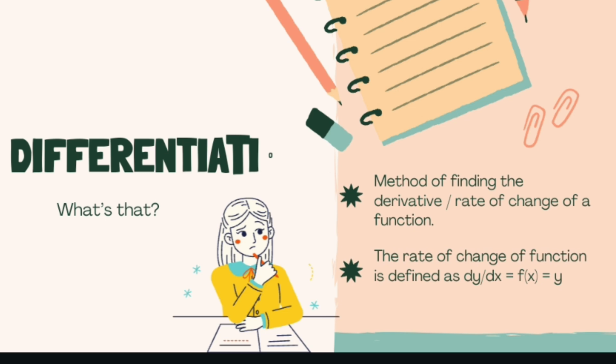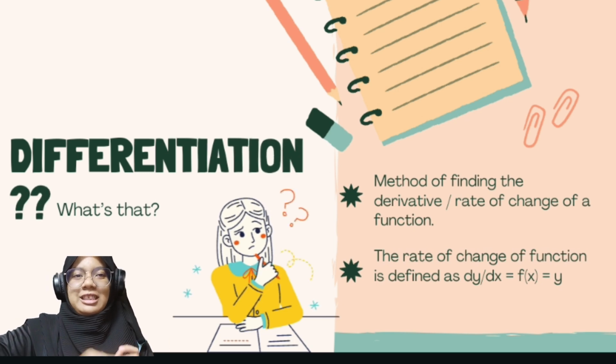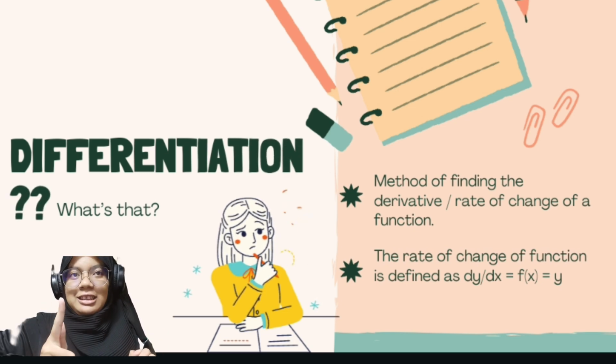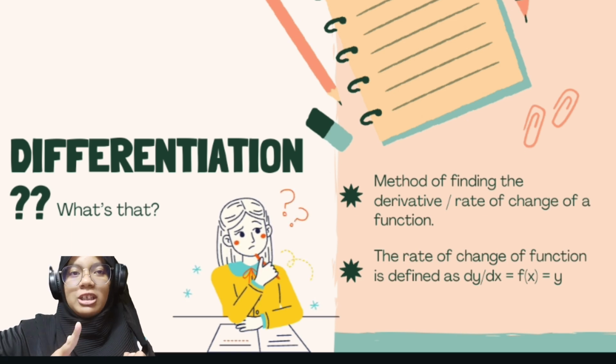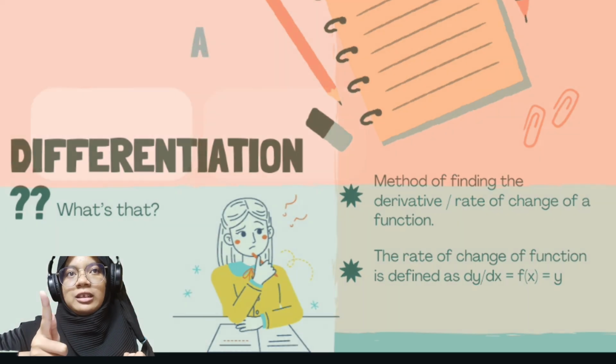Today, we will be presenting two topics under the application of differentiation. The first one is related rates, where we will be focusing on rate of change, and the second one is applied maximum and minimum problems. So, what is differentiation actually? Differentiation is a method of finding the derivative or the rate of change of a function.